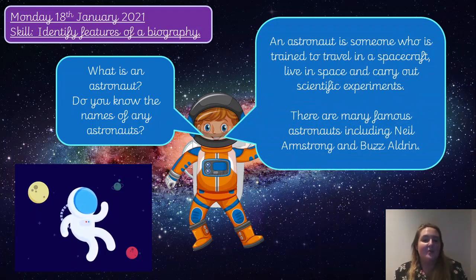An astronaut is someone who is trained to travel in a spacecraft, live in space and carry out scientific experiments. There are many famous astronauts including Neil Armstrong and Buzz Aldrin, and those two astronauts travelled to the moon. They were the first people on the moon.